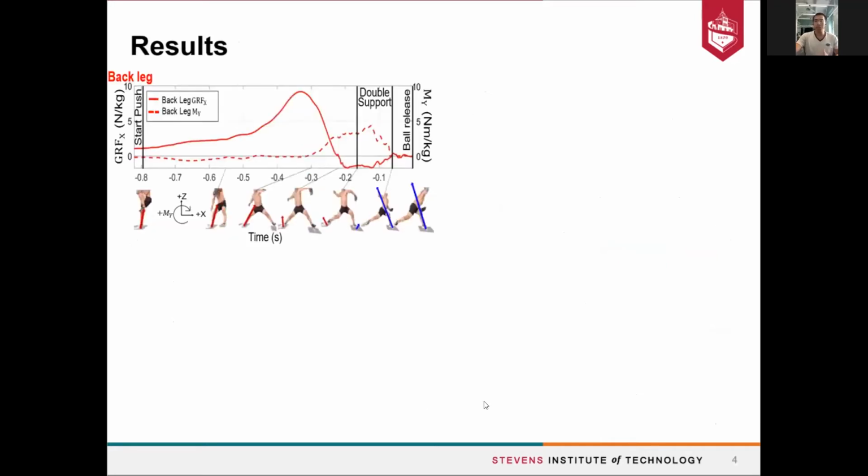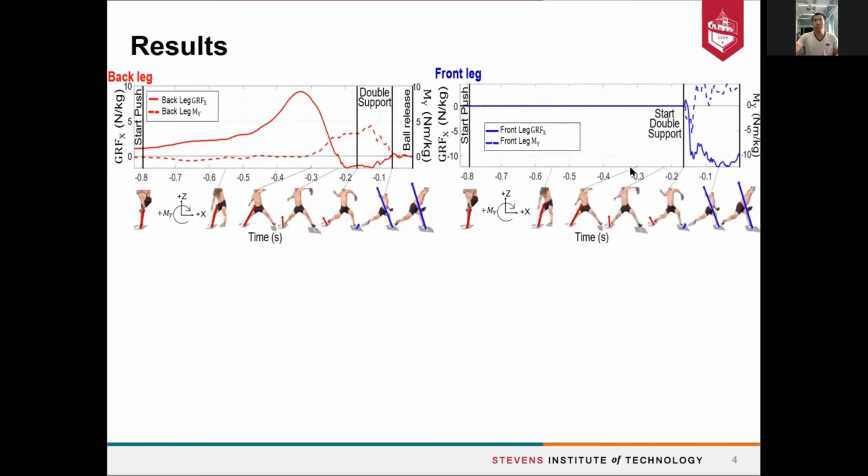So here's a time series plot for the back leg ground action force X and moment Y together, where we go from the start of the pushing phase to double support and then ball release. The key thing to note here is that the increase in the moment Y occurred only after the ground action force X reached its peak value and started decreasing into the negatives.